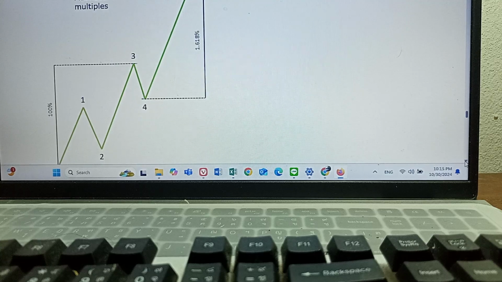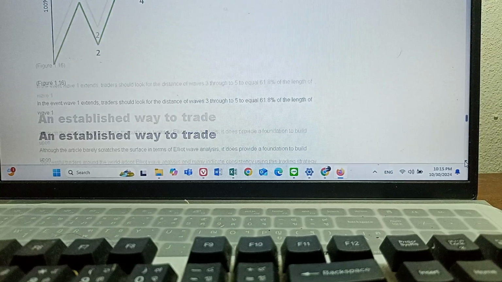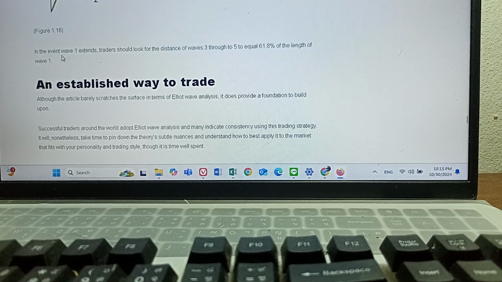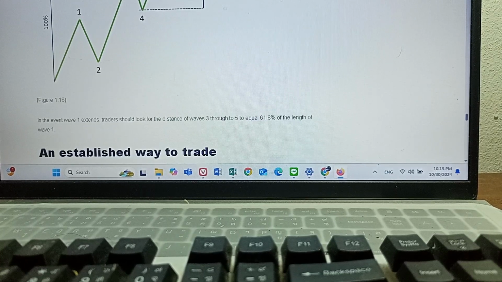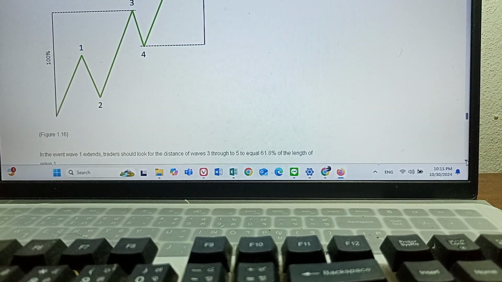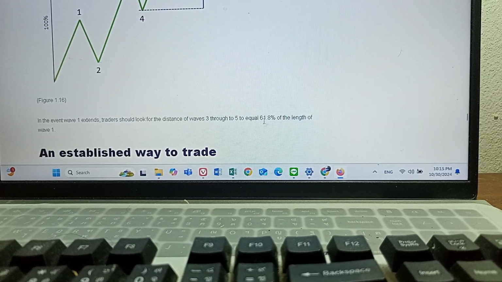Multiples. Figure 1.16. In the event wave 1 extends, traders should look for the distance of wave 3 through to 5 to equal 3 to 5, roughly 61.8% of the range of wave 1.